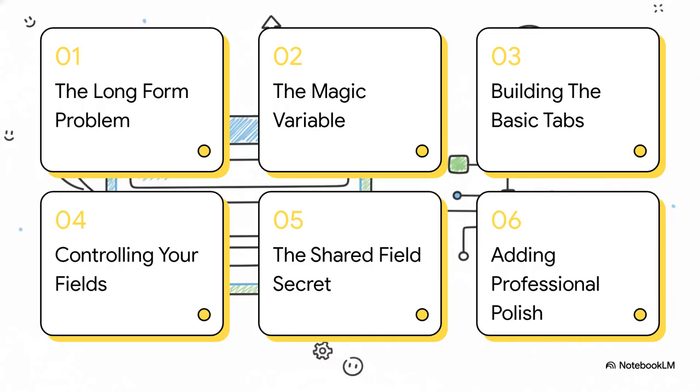So, here's our game plan. We'll start by really nailing down the problem. Then I'll introduce you to what I call the magic variable. It powers this whole solution. After that, we'll build the basic tabs, learn how to control our fields, uncover the secret to handling fields that show up in multiple places, and finally add some of that professional polish to make your app really stand out.